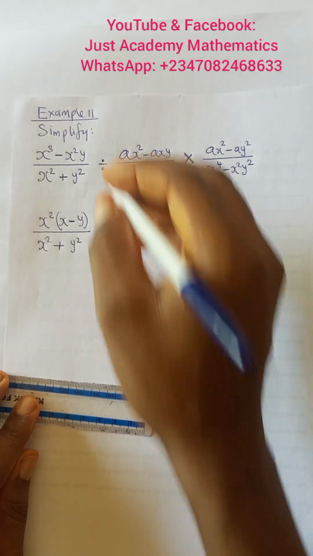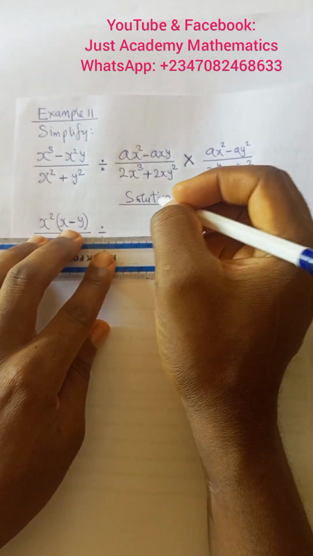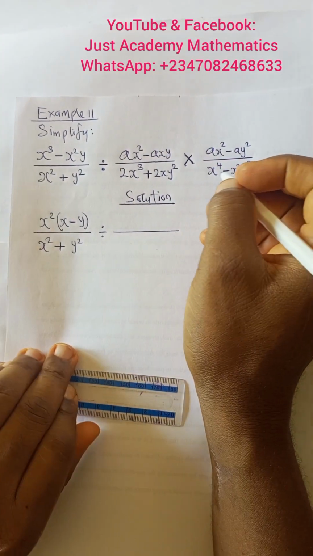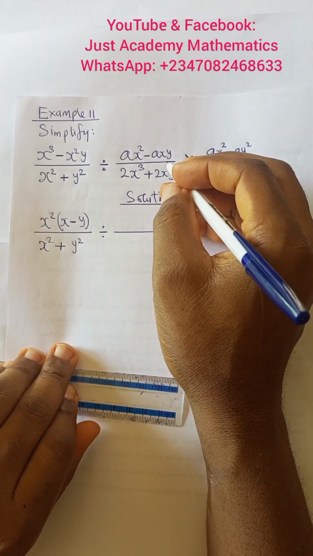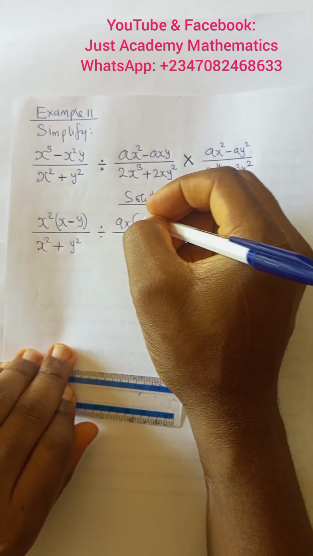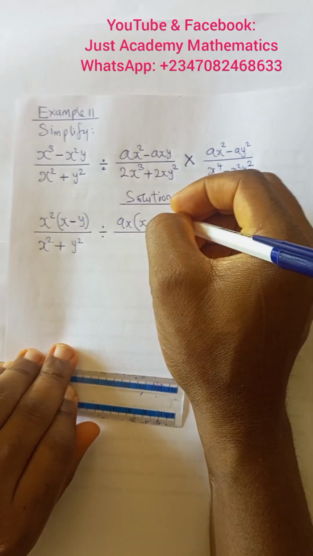Then for this, we'll have divide by. Later we'll bring in the times. Let's put divide first. Here, what is common? Of course, ax is common. Ax is outside. What will remain? It will remain x minus y.